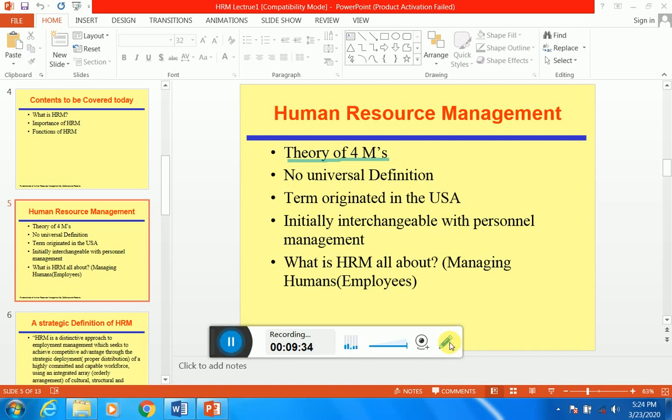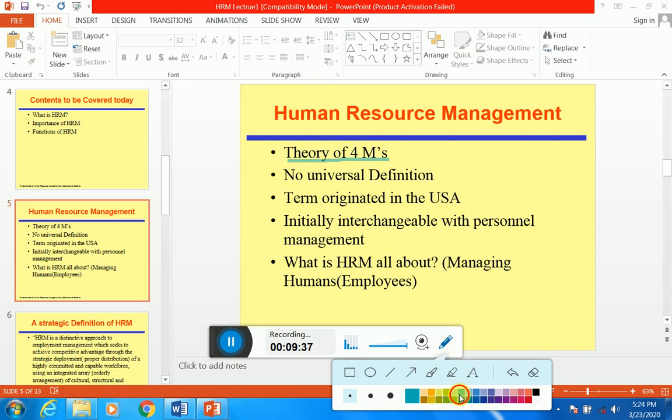The next point is, what is HRM all about? Now let's start this point. A basic concept of management states that managers work in organizations, and organizations have three basic components: people, purpose, and structure. Human resource is the study of activities regarding people working in an organization. It is a managerial function that tries to match an organization's needs to the skills and abilities of its employees.